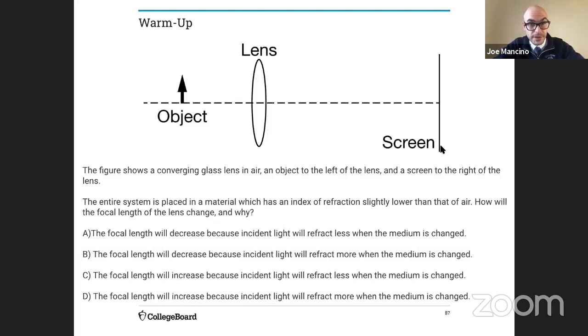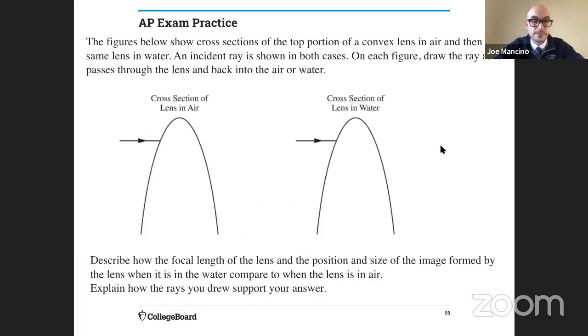Finally, this is one you'll want to take a screenshot of. The figures below show a cross-section of a lens. On each figure, draw the ray as it passes through the lens and then enters the next material. On the left, that's a lens in air. On the right, that's a lens in water. So your first job is to basically do the backwards of what we did to start off class today. But then it's your job to describe how the focal length of that lens and the position and size of the image formed agree with what you drew.